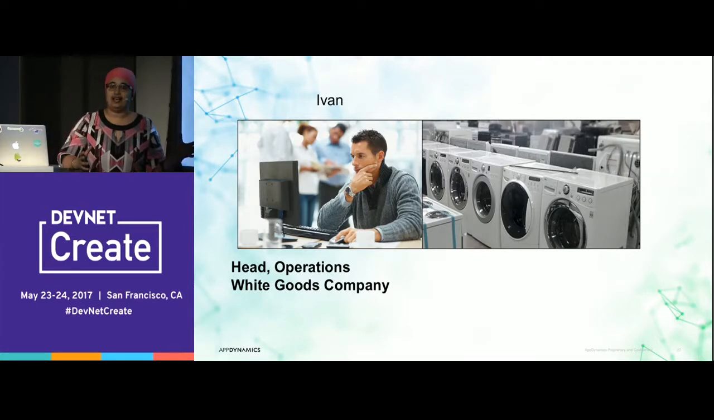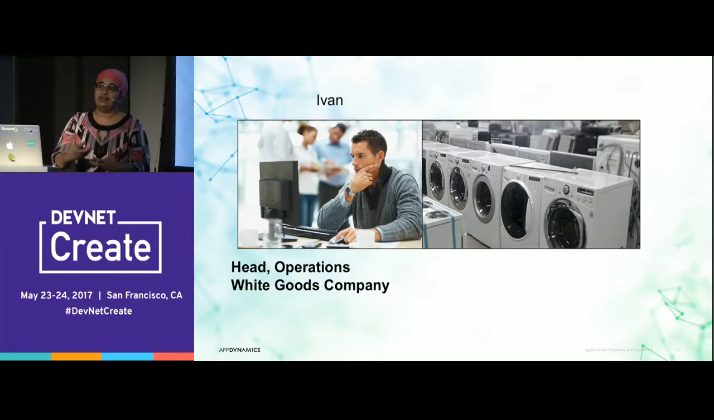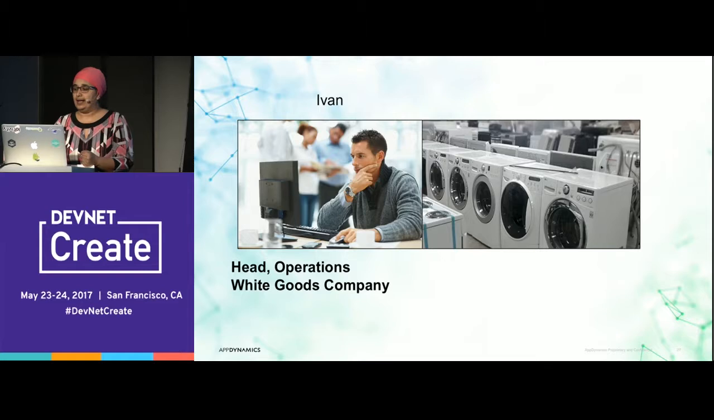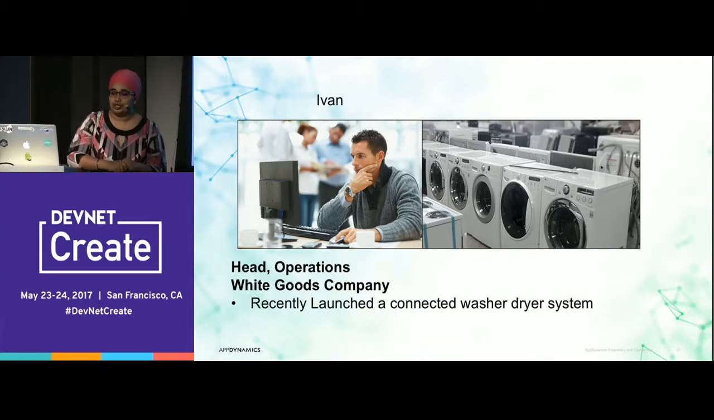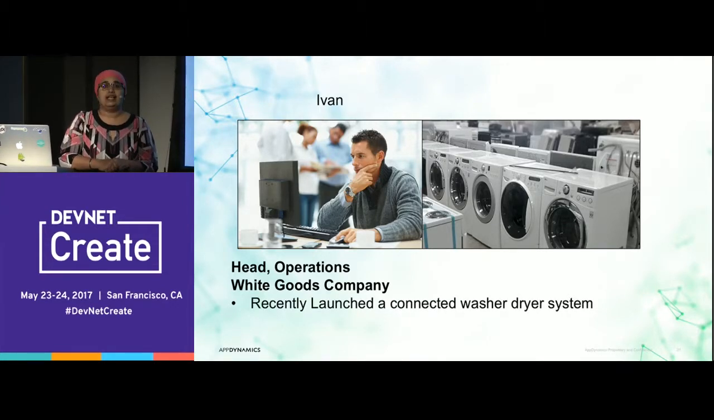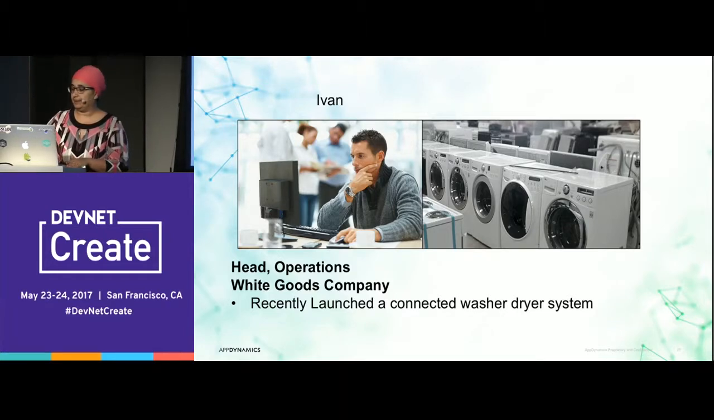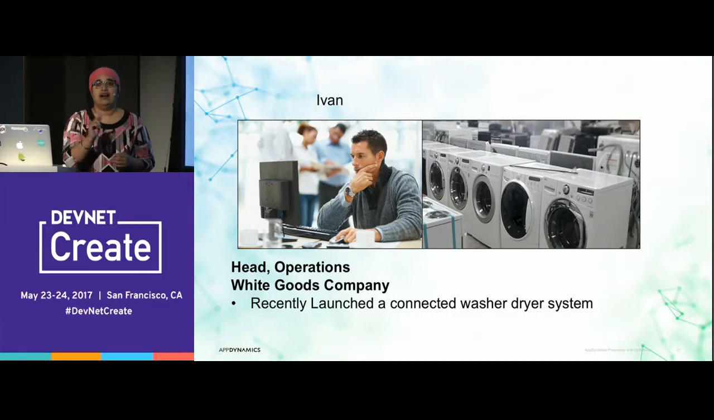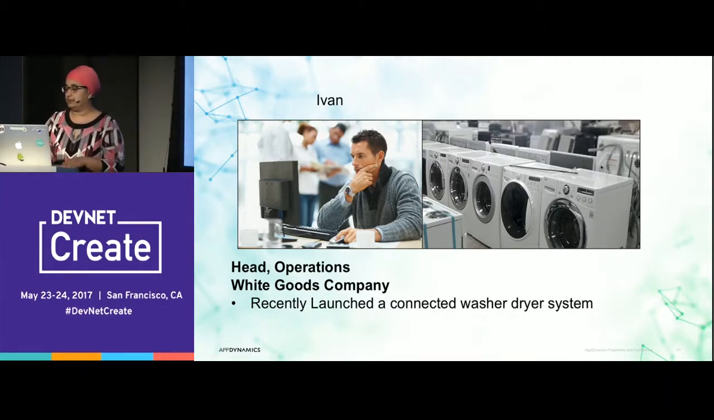So this is the other side. The first example is of an IT personnel. And now we're going to talk of somebody in the operations team, right? So Ivan is head of operations at a white goods factory. And they launched a connected washer-dryer system where basically, even remotely, somebody can check on the status of their wash, or they can actually start one if it is loaded. And they started getting complaints that their panels have become very unresponsive.